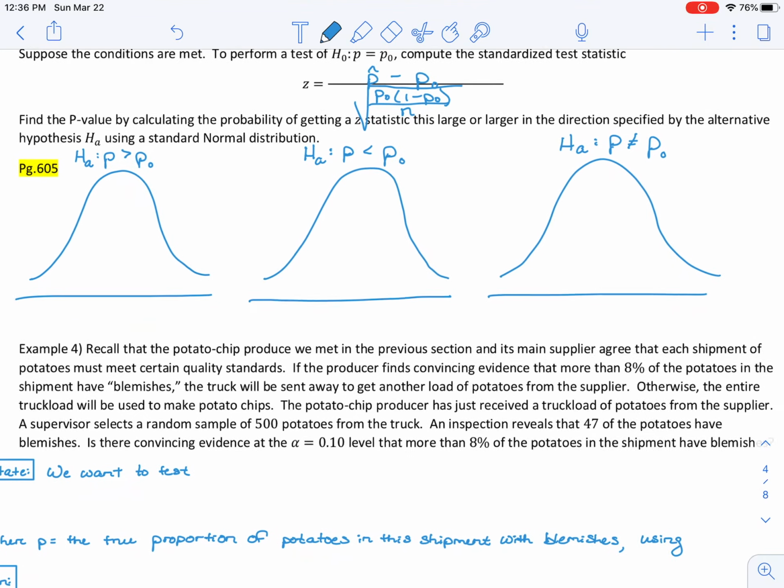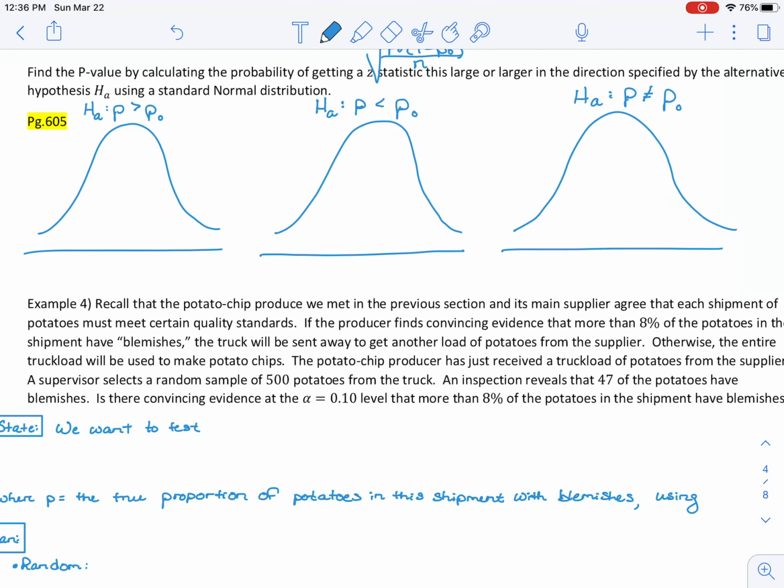But your p-value really matters about the direction of your hypotheses. So we're going to find the p-value by calculating the probability of getting a z statistic as extreme or more extreme, but definitely in the direction specified by your alternative hypothesis. If you're suspecting that the population proportion is greater than some number, then your p-value will be the area to the right of your standardized value because it's greater than. The other one we've already looked at is if they thought it was less than some number, so we'd find that space.